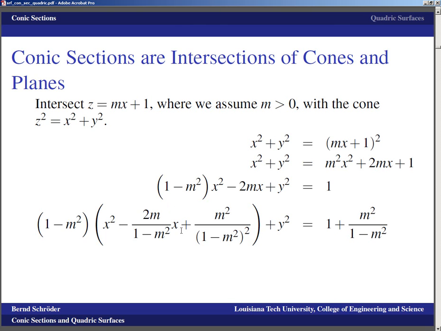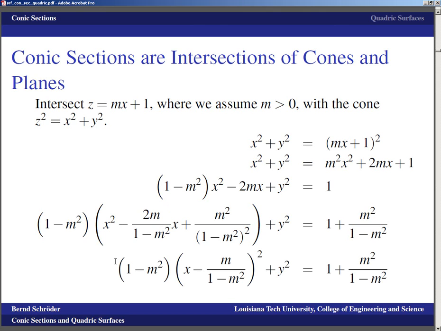Then I can write this as a square, so this would be x minus m over 1 minus m squared, I think. Yes: (1 minus m squared) times (x minus m over 1 minus m squared) quantity squared, plus y squared equals this right-hand side. If you have seen conic sections before, which is highly likely if you've seen ellipses and things like that before, then you can certainly see that this is close to the equation of an ellipse or something like that.